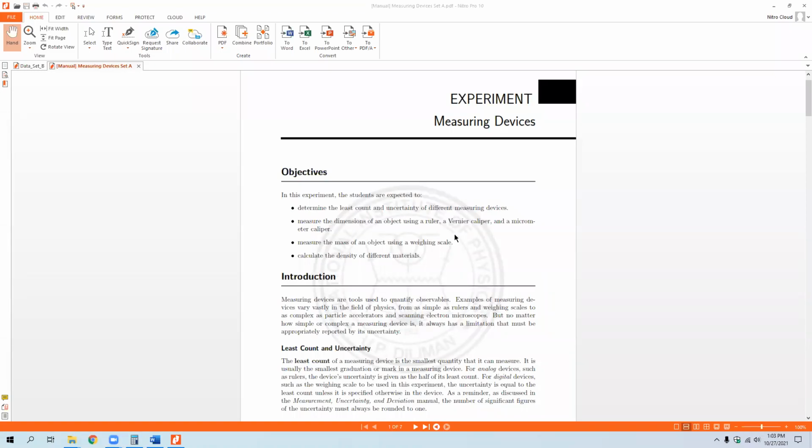Hello, this is the post lab for experiment 2, which is on measuring devices. Before we discuss our answers here, note that experiments 2 and 3 are divided into different sets, 4 sets in particular. Since each set has a different answer, we won't go over experiments 2 and 3 in as much detail as we did with experiment 1.